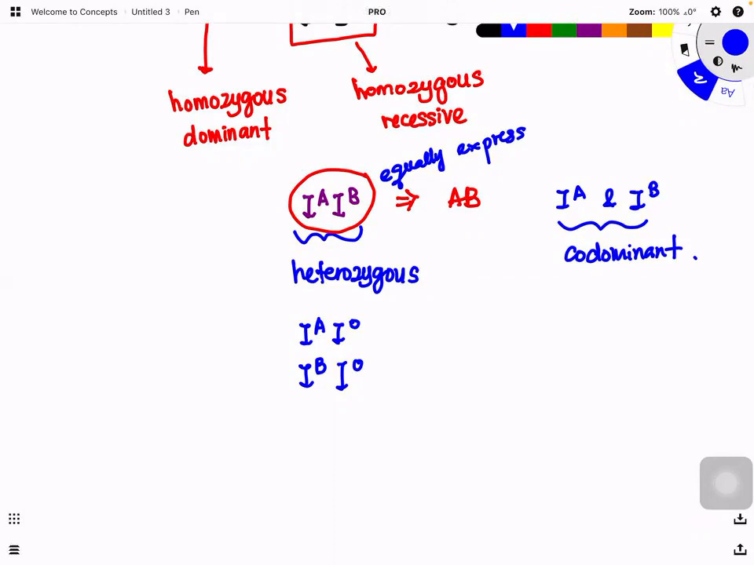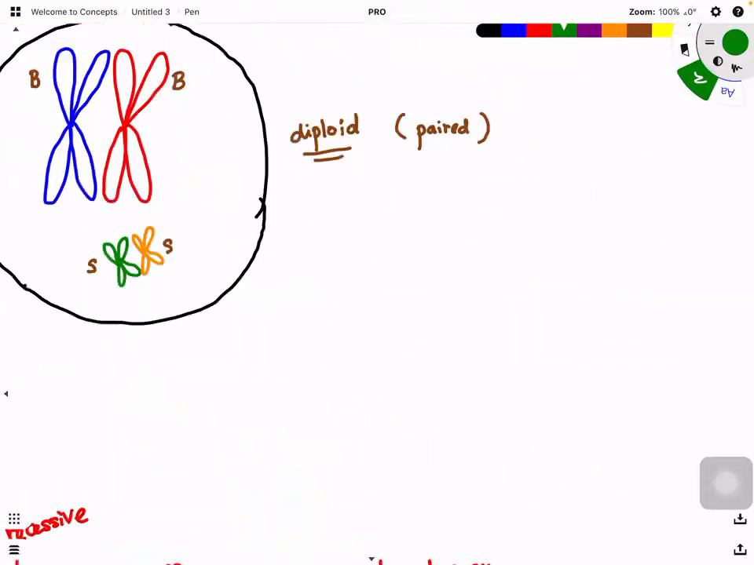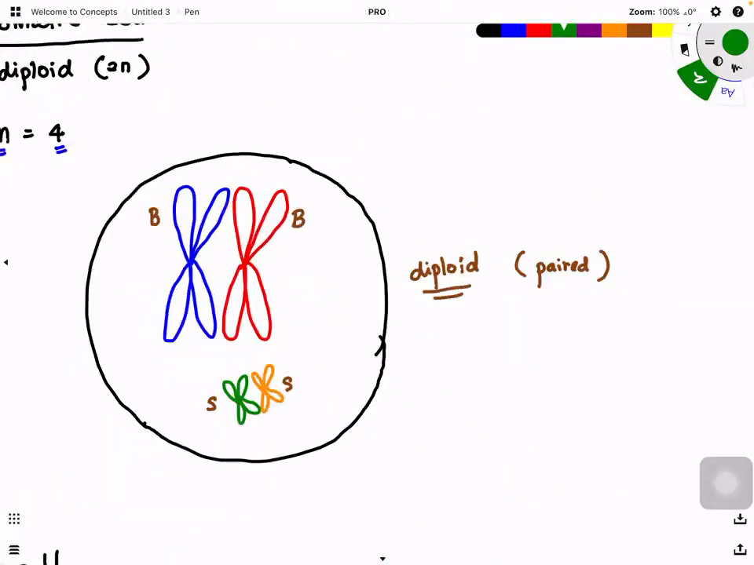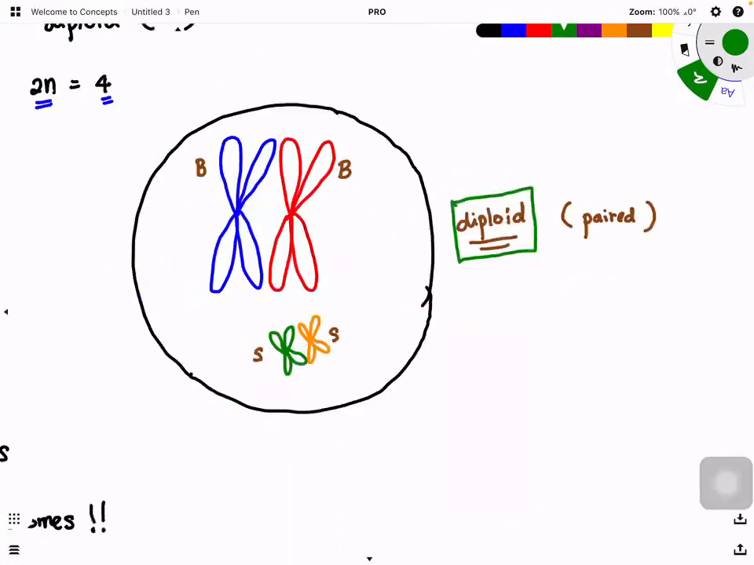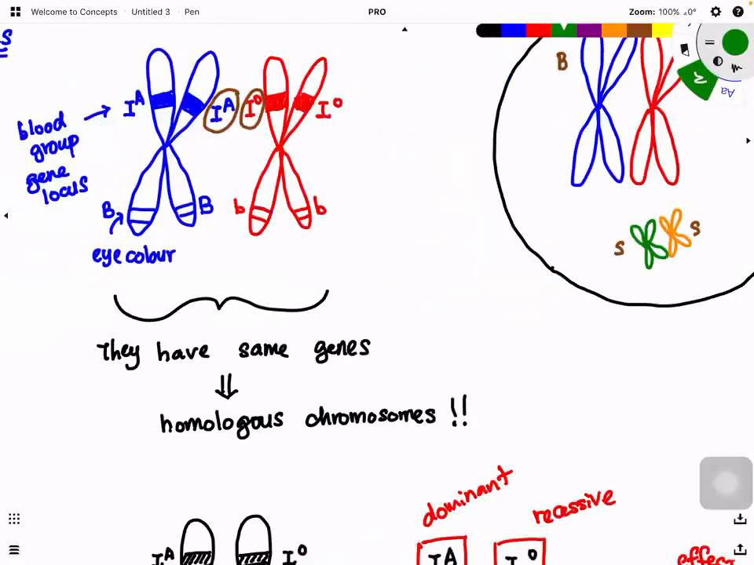Okay, so a few terms that I have gone through with you guys. First term, diploid. I haven't talked about haploid yet. And then we look at what is meant by homologous chromosomes. So I repeat here, homologous chromosomes basically means that both chromosomes have the same genes at the same locus. Are you clear? So what is meant by locus?